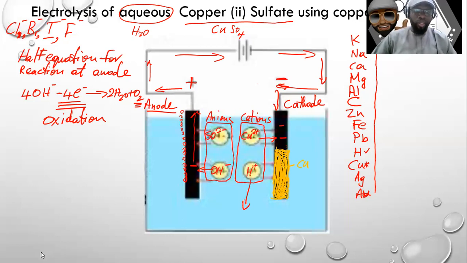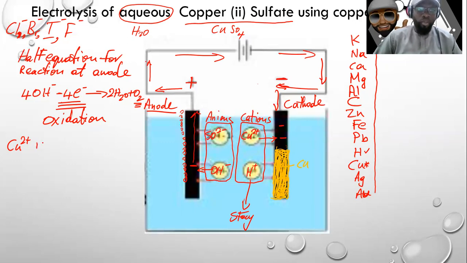Now we'll quickly look at the half equation for the reaction at the cathode. So at the cathode, you have your Cu2+ ions, we're talking about these ions here, Cu2+. They will move to the cathode because they're the least reactive. Hydrogen wouldn't, because hydrogen is more reactive, so it will stay. More reactive, stay. Least reactive will form the product. So our least reactive ion there is our copper ion, so it will move to the cathode.